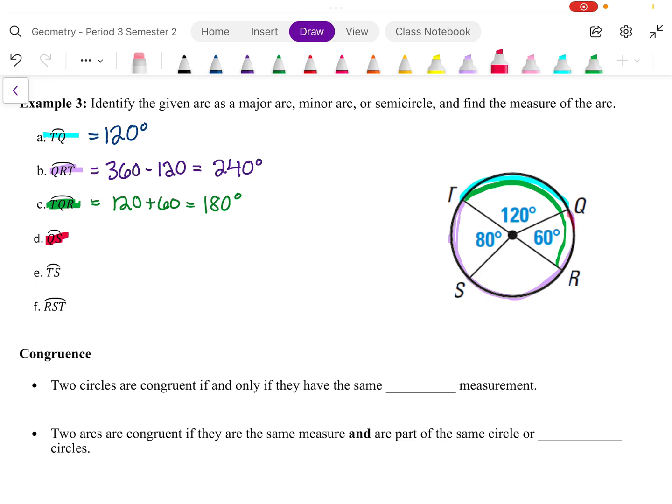Then we have arc QS. So this one, we do need that missing portion of our circle, which we haven't found yet. So we know that 120 and 60 added up to 180. So that means this other side of the circle has to be 180 as well. So if we take 180 minus 80, we know that this is 100 degrees here. So to find QS, we would take 100 plus 60 to get our answer of 160 degrees.